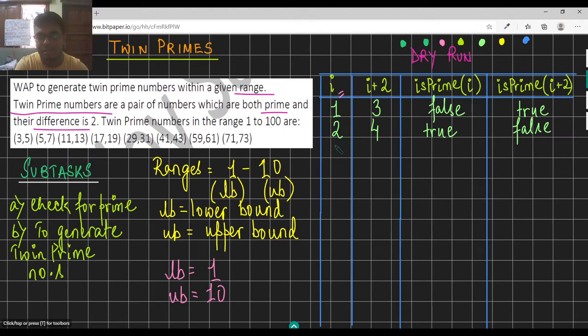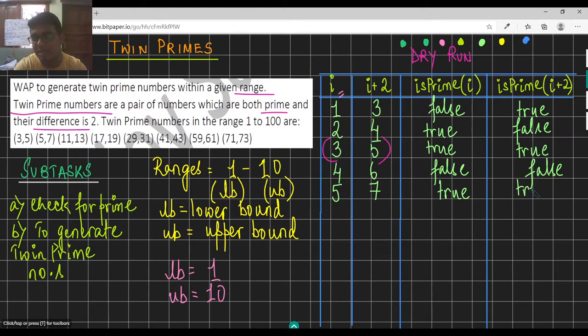Let's move on to the next number, 3. And 3 plus 2 is 5. 3 is prime, and so is 5. Therefore, 3 and 5 form a twin prime pair. This is why I'm going to circle this in pink. Let's move on to the next number in sequence. That's 4. 4 plus 2 is 6. Now 4 is not a prime number, and nor is 6. Therefore, they do not form a twin prime pair. Moving on to the next number, 5. 5 plus 2 is 7, and 5 is a prime number, and so is 7. Therefore, this pair forms a twin prime pair.